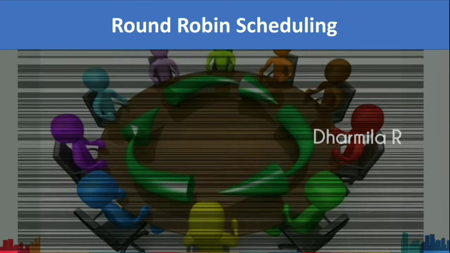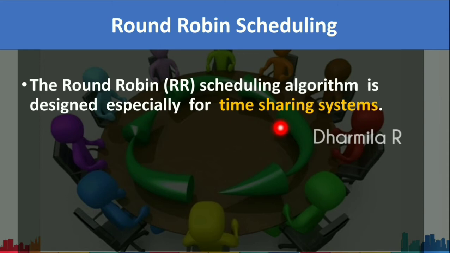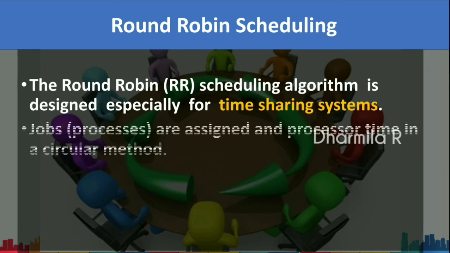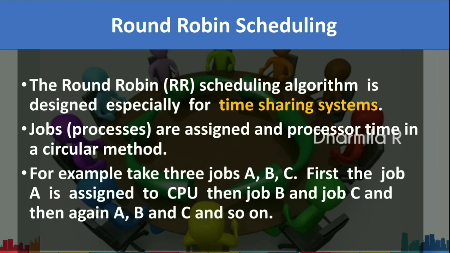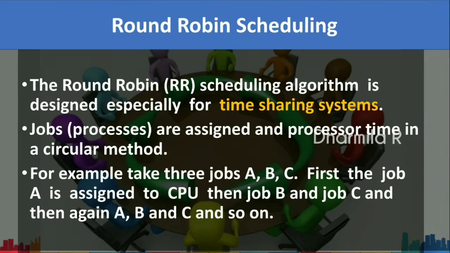Technically, the round robin algorithm is designed for time sharing systems. In the CPU, a few jobs will be assigned and the time will be fixed in a circular method. Here let us consider jobs A, B and C. First, job A will be assigned to the CPU, and then B and then C. This turn will be taken again and again. It will be repeated until each job completes its task. So this is the third algorithm in process management.